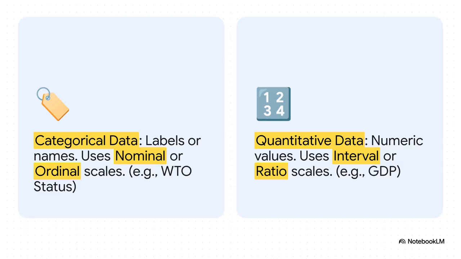So to make things a little simpler, we can group all 4 of those scales into 2 main types of data. First, you've got categorical data, which is all about labels and categories, using those nominal or ordinal scales. Then you've got quantitative data, which is about numbers, how much or how many, using the interval or ratio scales. Getting this difference right is absolutely vital because it's what tells you which statistical tools to use for the job.